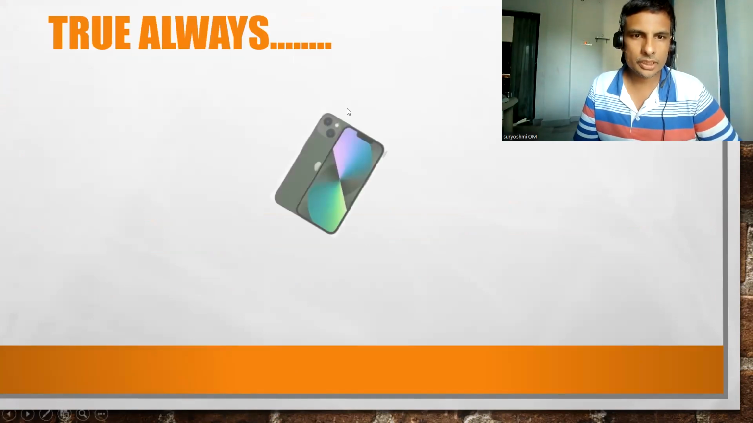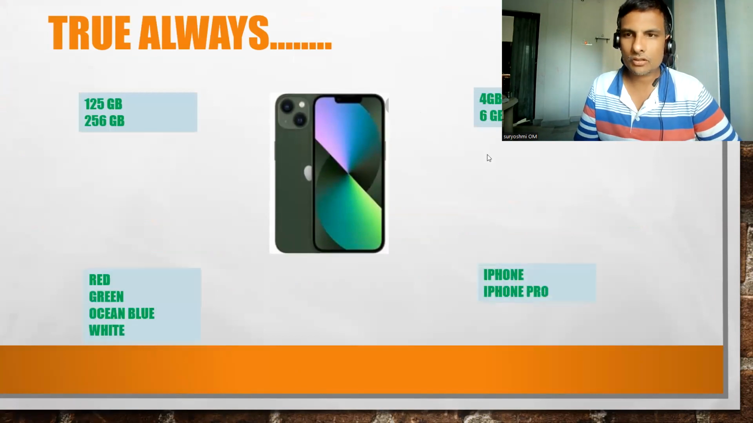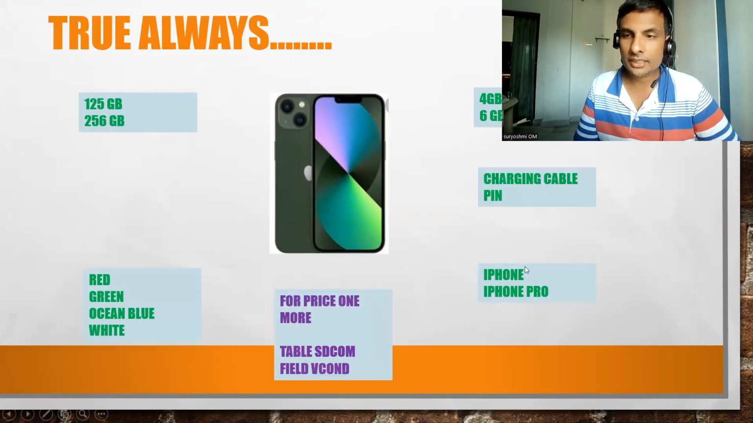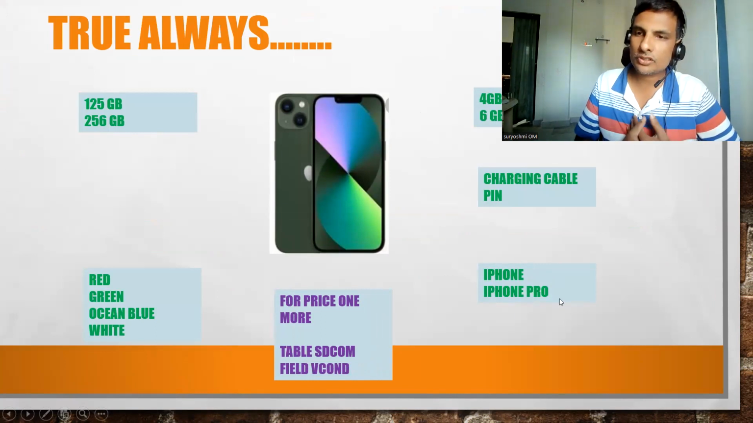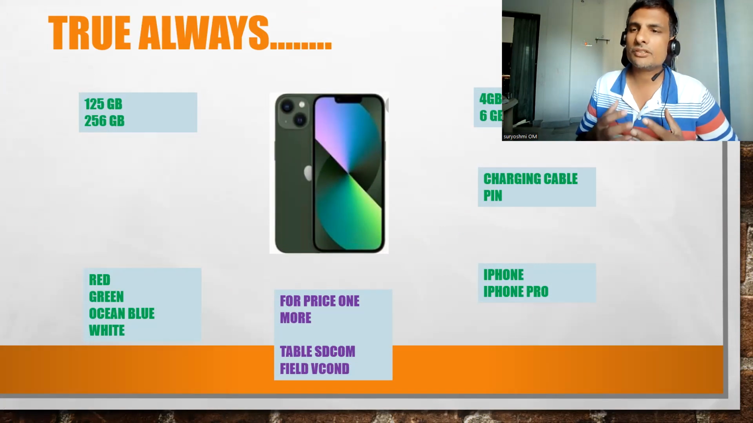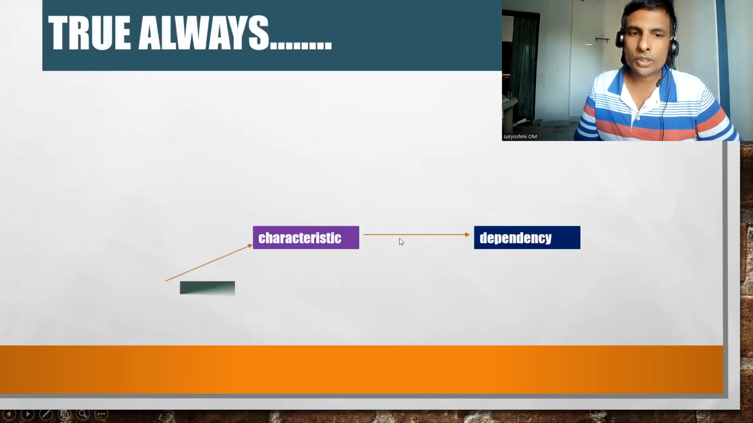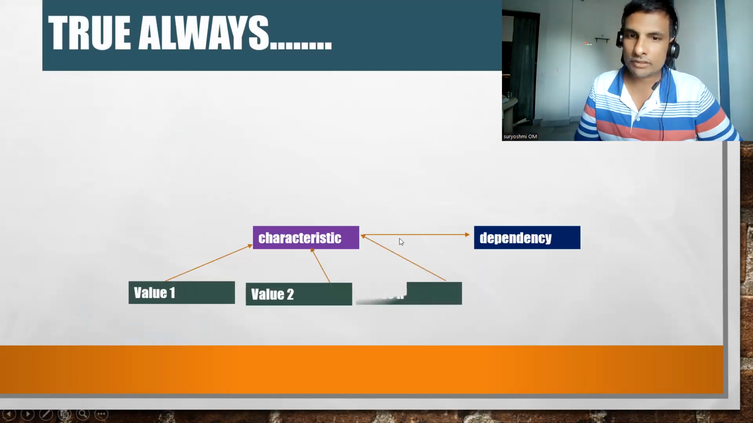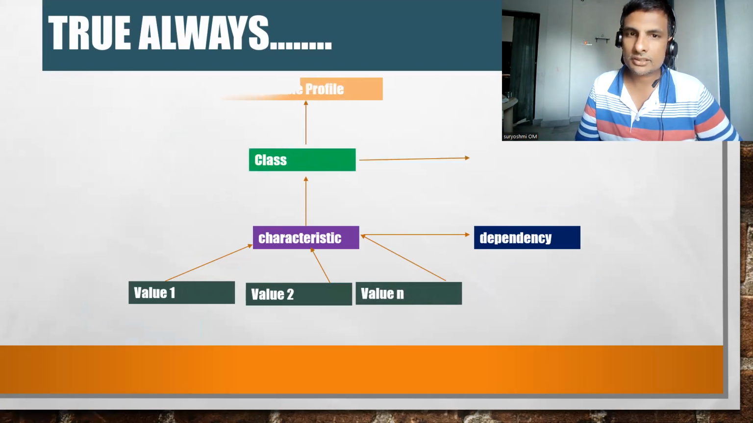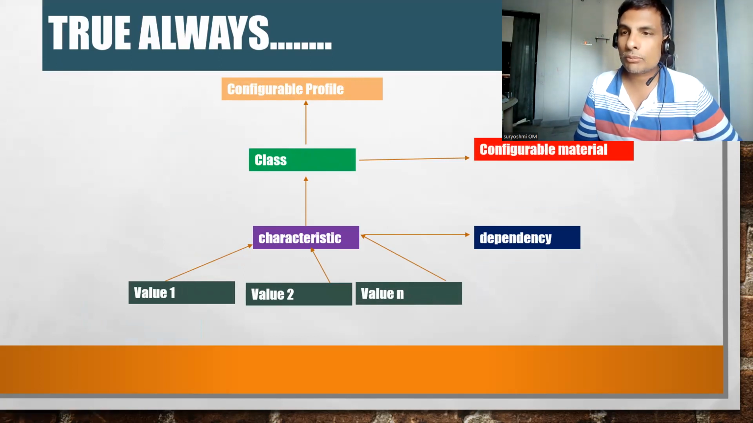So till now we have seen this example. We have defined all these characteristics of this particular mobile, and it is holding two models, iPhone and iPhone Pro. If this solution is taken, they are able to implement any version every financial year. We have seen all these characteristics, and after that you have defined values for your characteristics, you have defined your class, and after that we have defined the configurable material and the configurable profile.